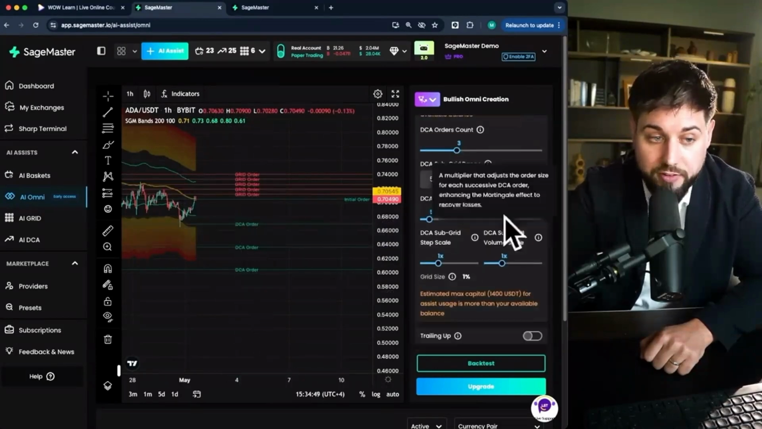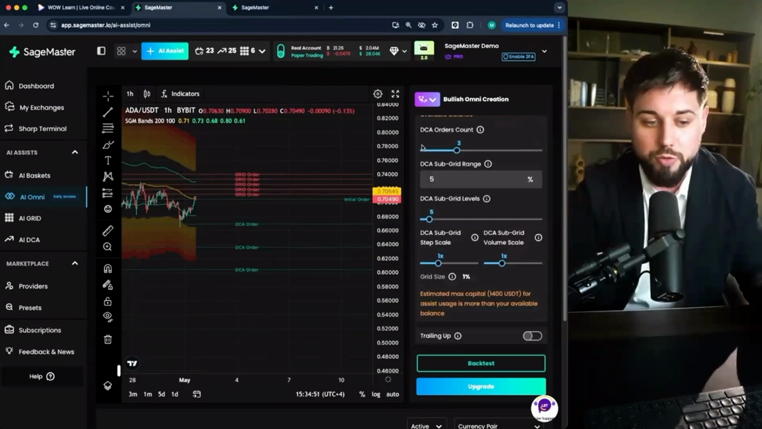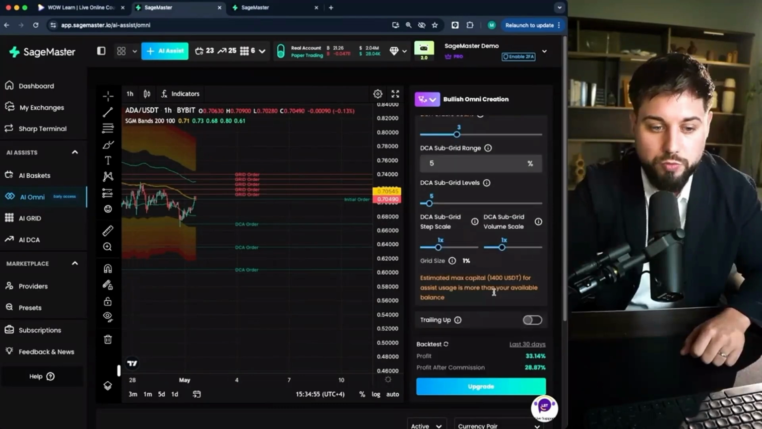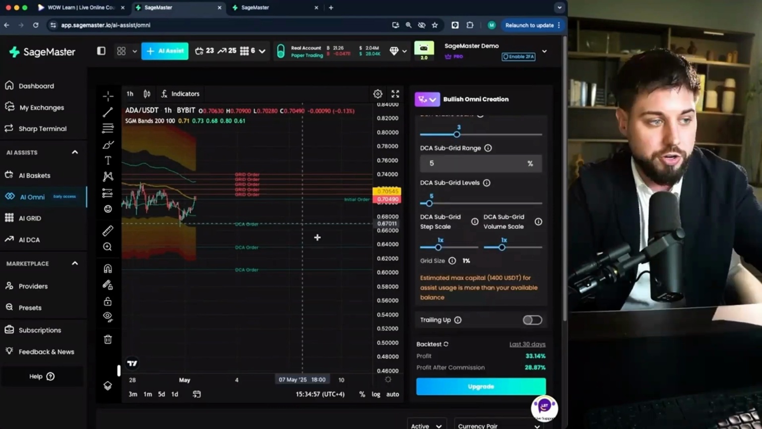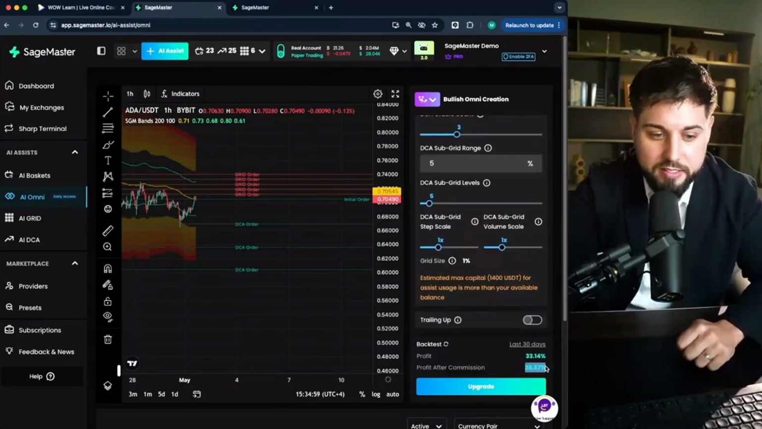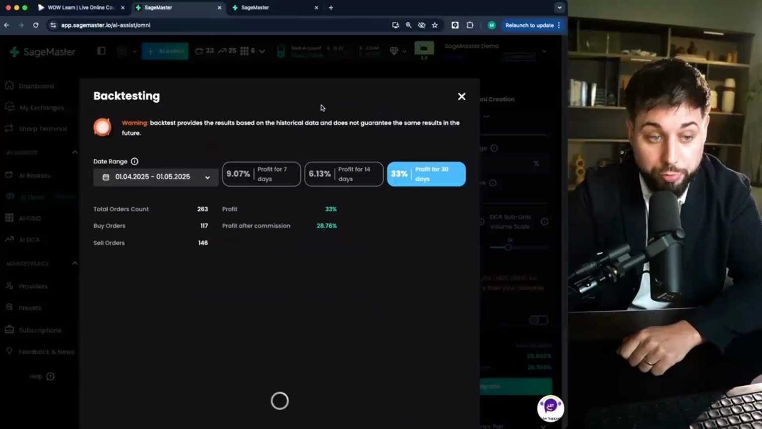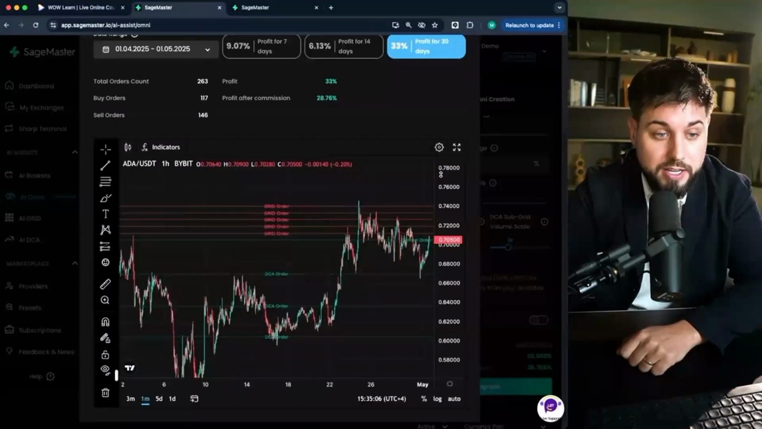The cool thing here, guys, is you can configure this however you want and then even do a backtest of the result. So if you were about to run this strategy on Cardano in the last 30 days, you would be up 28.87% after trading fees on your broker. So you can see here, this is how it would look.